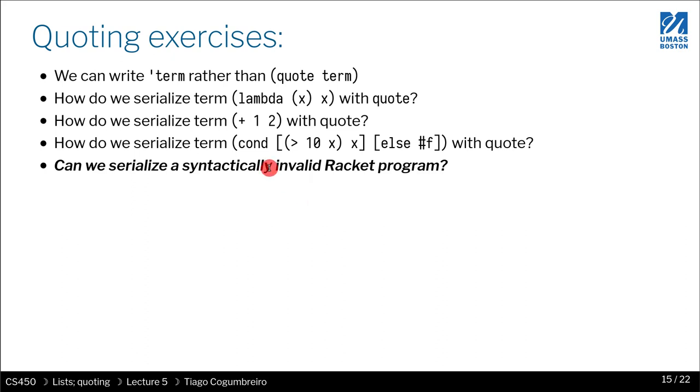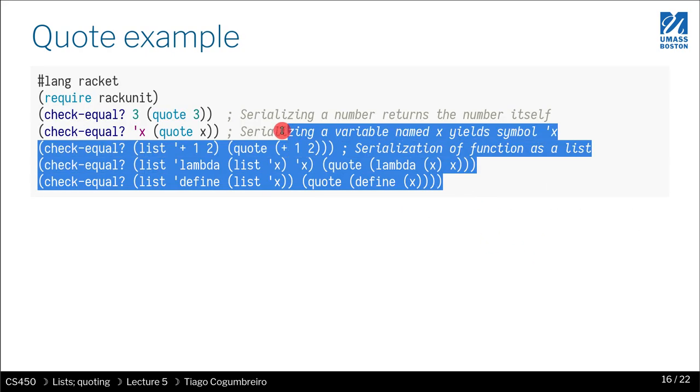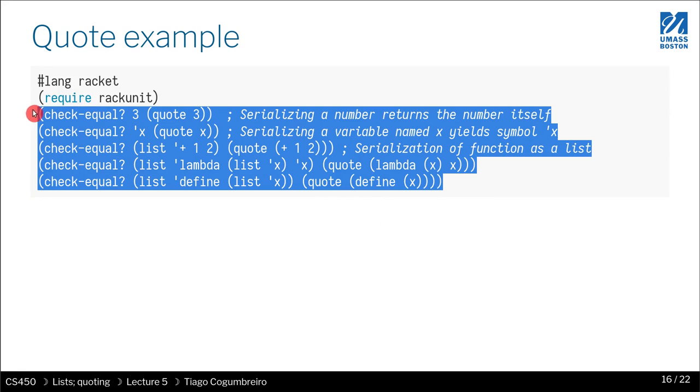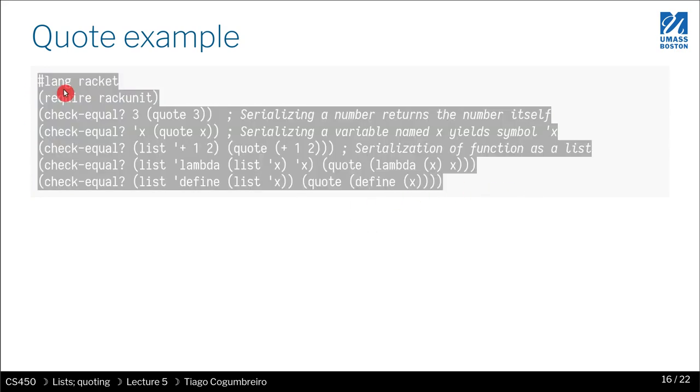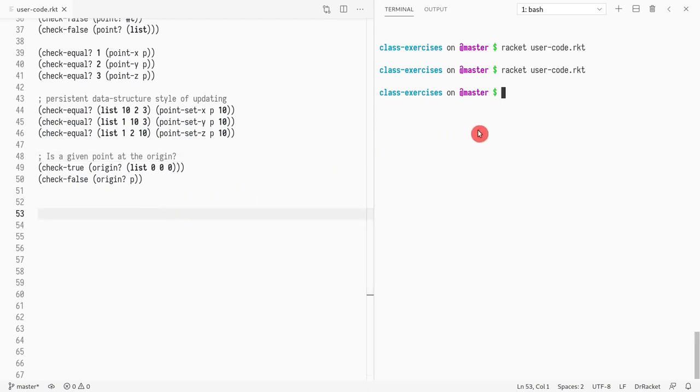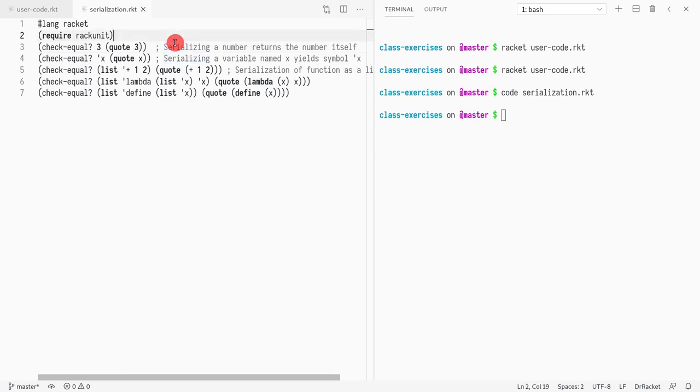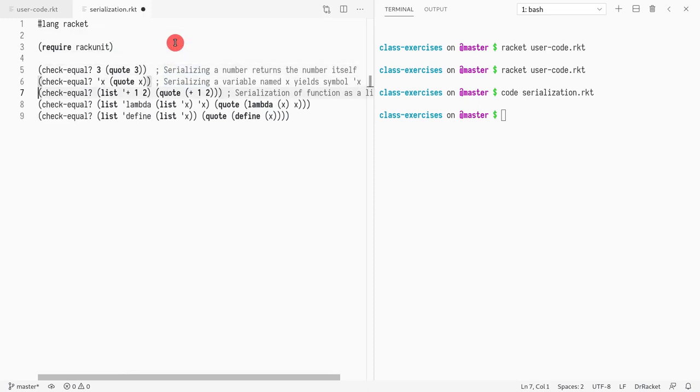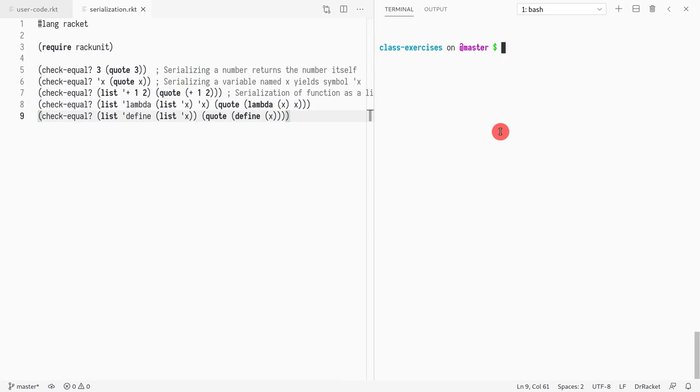Let me start with this example and then we'll go back. I use the terms quoting and serialization interchangeably in this video. So now what I want to do is quote serialization dot Racket. I paste this. So now let's look at what we have. We run Racket on serialization, and everything passes. Now I'm going to explain what's going on.